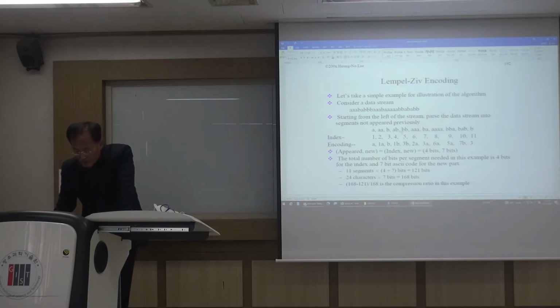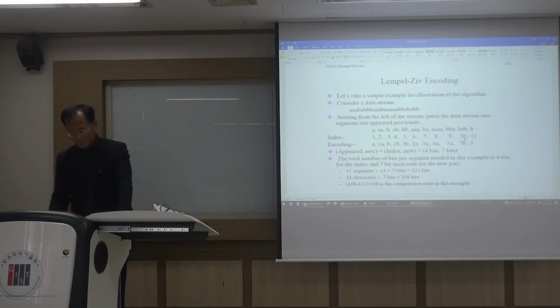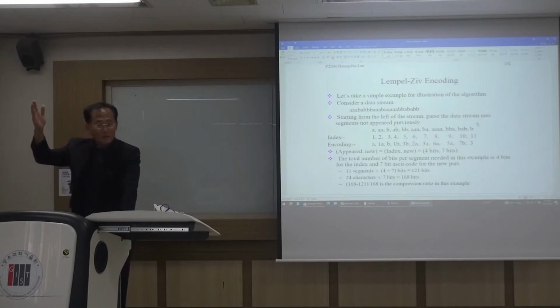A, B, A, B, B, B, A, and so on. So all I have to do is parse it. My dictionary grows as time goes on. Okay? And then this one, first item, second item, third item, I have 11 total items. And then now I'm doing encoding. This is the end of the file, end of a message.